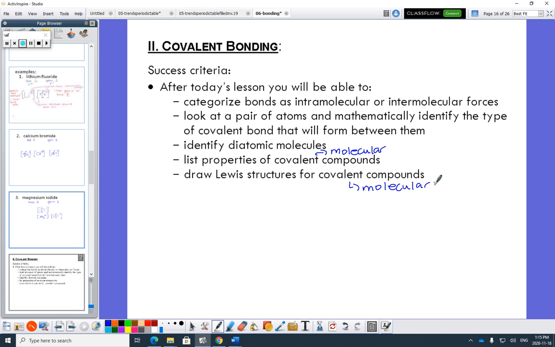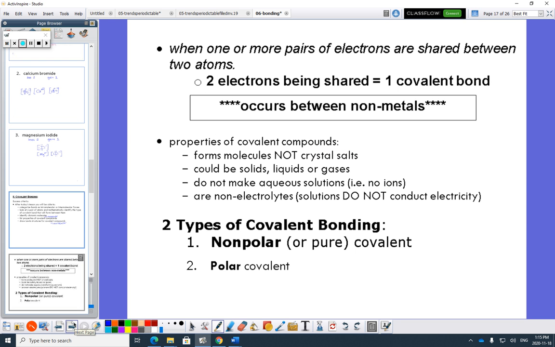Okay, so in covalent bonds, we have nonmetals and sharing. So that is really the two main differences between ionic and covalent.